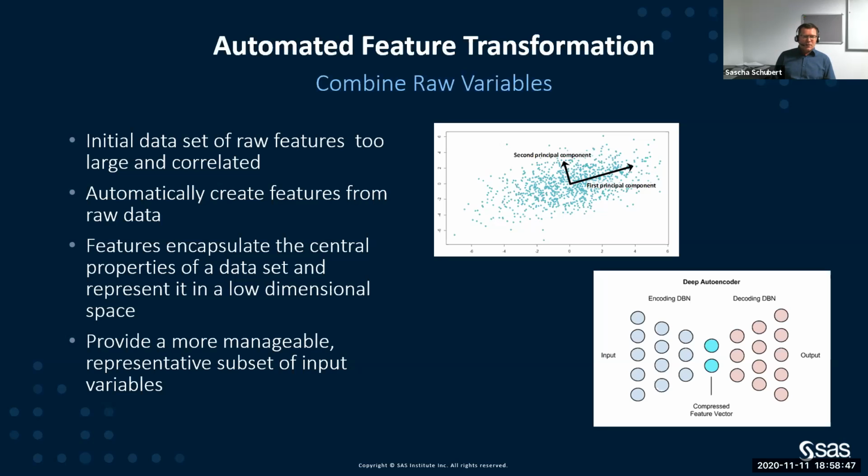And so these autoencoders have become quite popular in the recent past for doing that feature transformation rather than using linear methods.